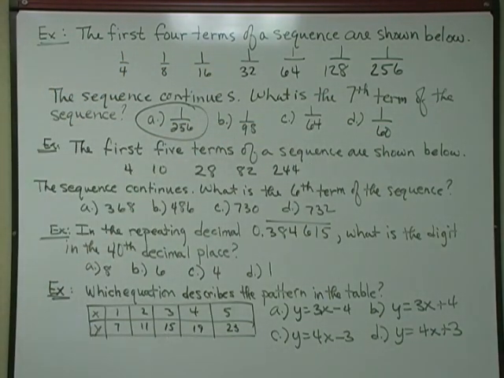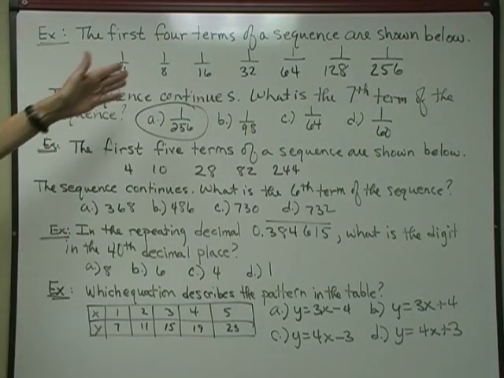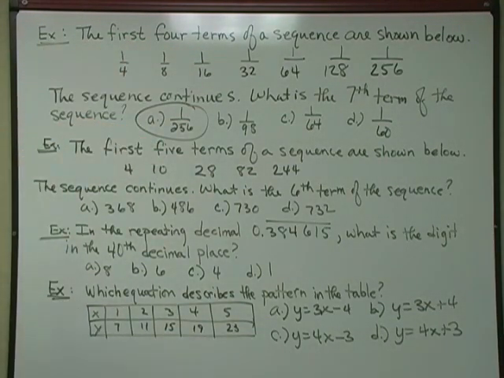Even if I needed to go to the 17th term, this is one way that you could go about it, although multiplying by 2 that many times, I would have gotten a huge denominator. But the idea is that if they want the next term or 3 or 4 terms down the row, just continue the pattern. This one here is more of an identification problem. This is a little bit tricky.